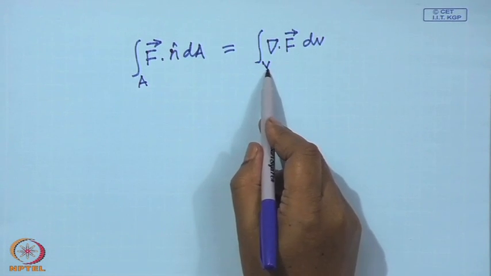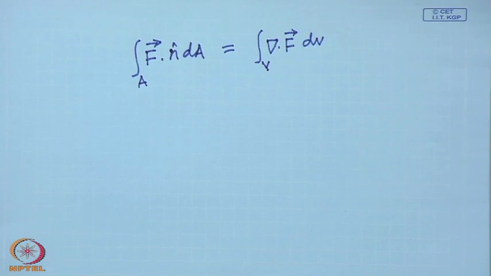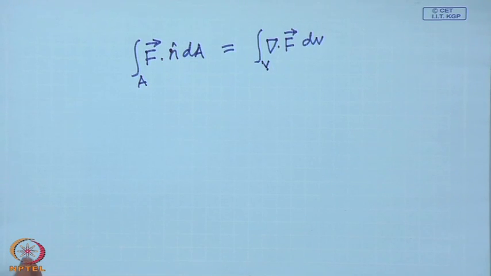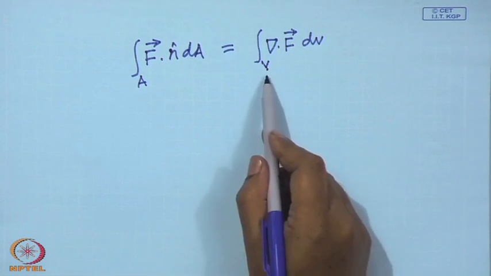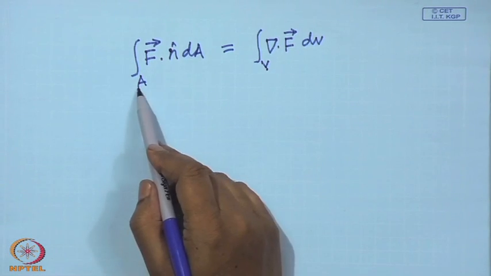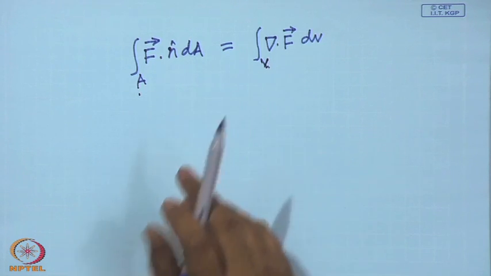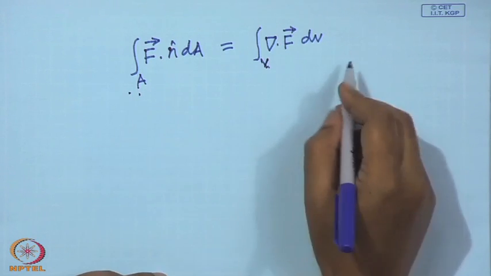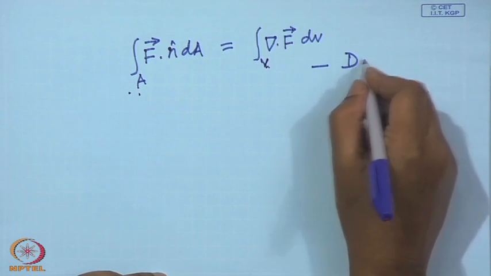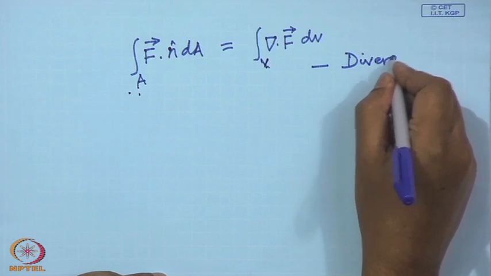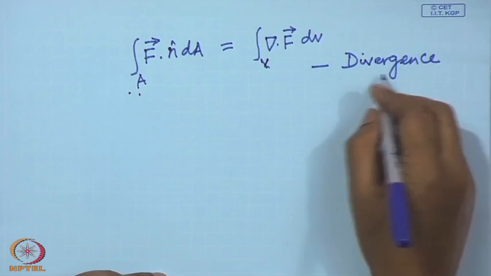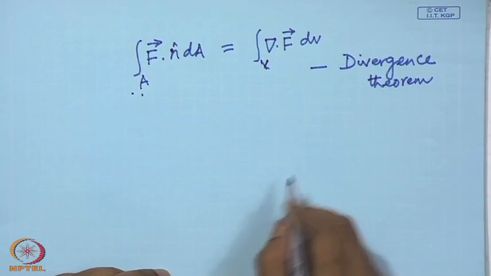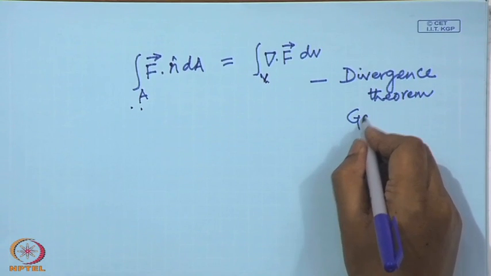The relationship between this volume and area is, this area is the surface area of this volume. Okay. They are not just any arbitrary area and volume. This volume is enclosed by this surface, or this surface is the surface of this particular volume. So, this is the relation, commonly called the divergence theorem or Gauss divergence theorem. Also called Gauss theorem.